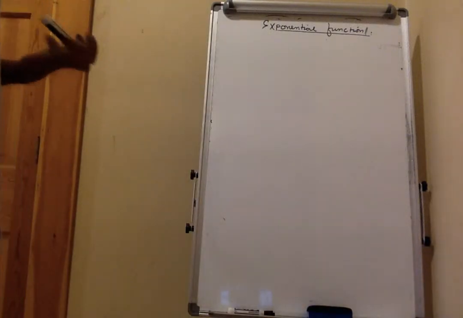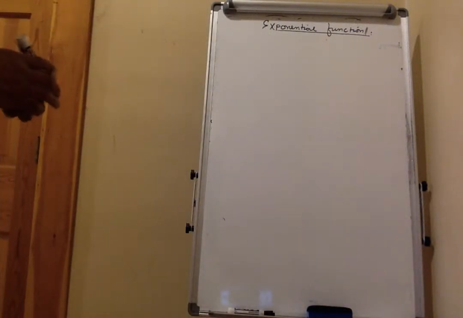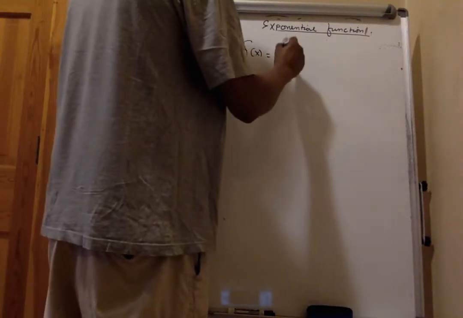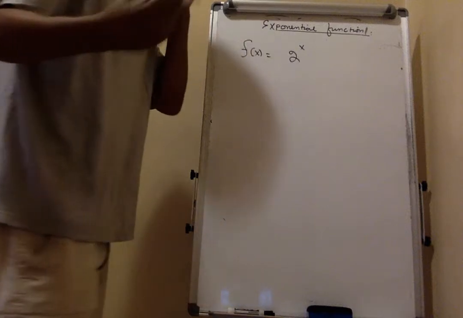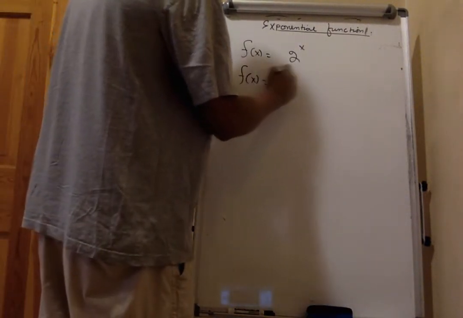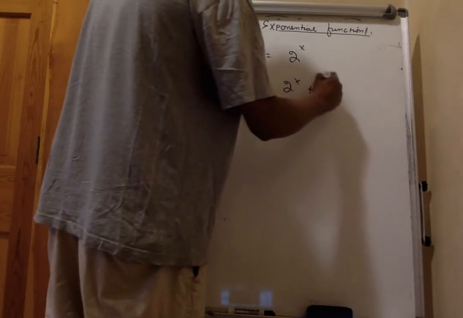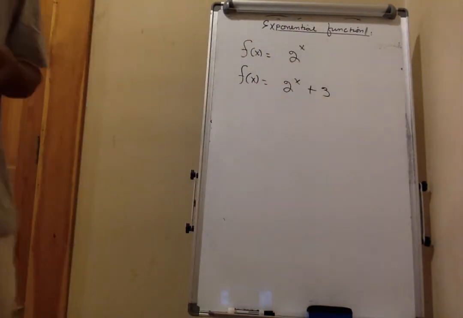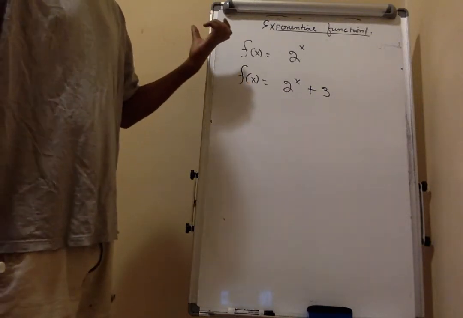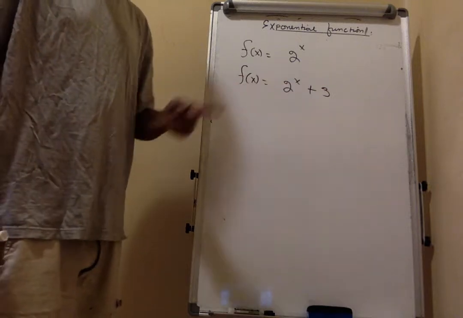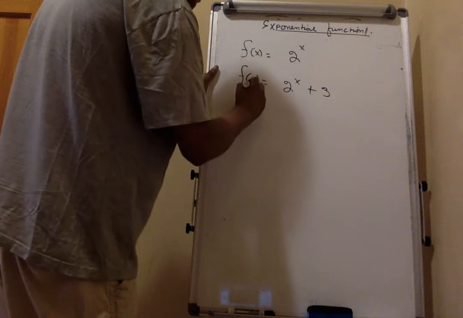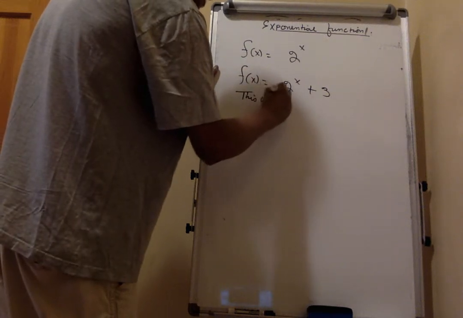Now, let's do some properties of the exponential function. So for instance, if I say f of x, let's say it is 2 to the x. We have seen this in the graph. Suppose I say f of x is equal to 2 to the x plus 3. I'm adding 3. What does this tell me? This is the same exponential function, 2 to the x, only moving what? 3 units up.